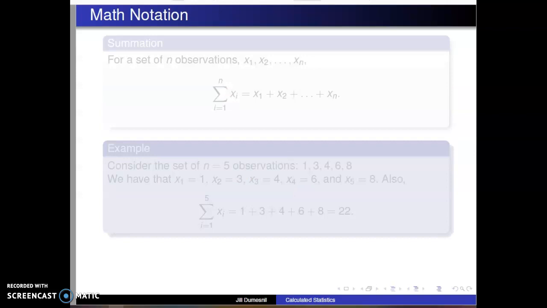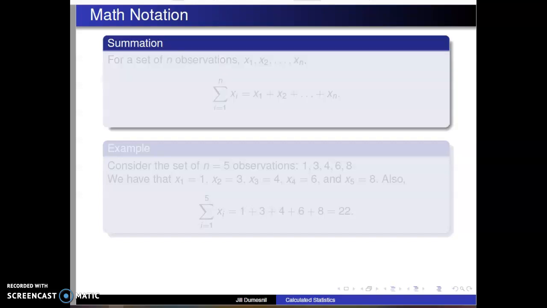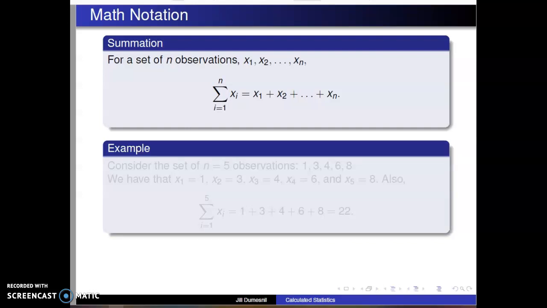To understand the formulas for calculating means and standard deviations, we need a bit of mathematical notation. Let's consider summation notation. For a set of n observations called x1, x2 out to xn, the summation from i equals 1 to n of xi means the sum of x1 plus x2 plus on out to xn. Let's look at one example.